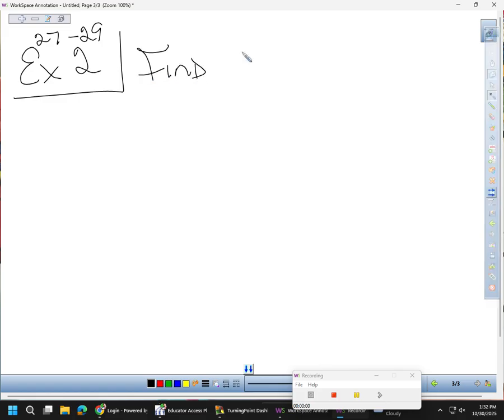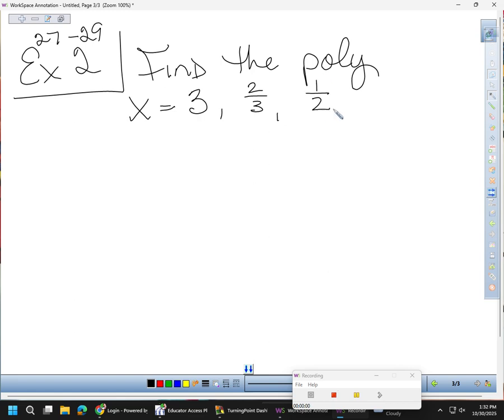Find the polynomial given that x equals 3, 2/3, and 1/2. Now, obviously x equals 3, we know that factor is x minus 3. X equals 2/3. The first thing I would tell you is you clear the fraction, which will give you 3x equals 2. And then if I'm setting it equal to 0 because it's my 0, I actually get a factor of 3x minus 2.